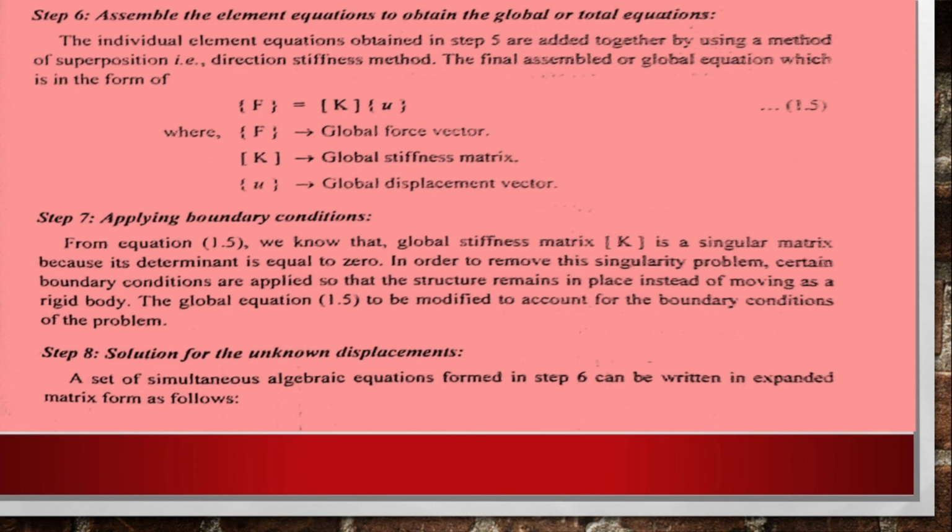Okay, so after the application of these boundary conditions, the next is the solution that we have to get for the unknown displacements. We need to get the solution of the unknown displacements. So in the previous step we saw that F is equal to K into U. In this step, we apply the boundary conditions, and then we solve that equation, and we are able to get the unknown displacements.